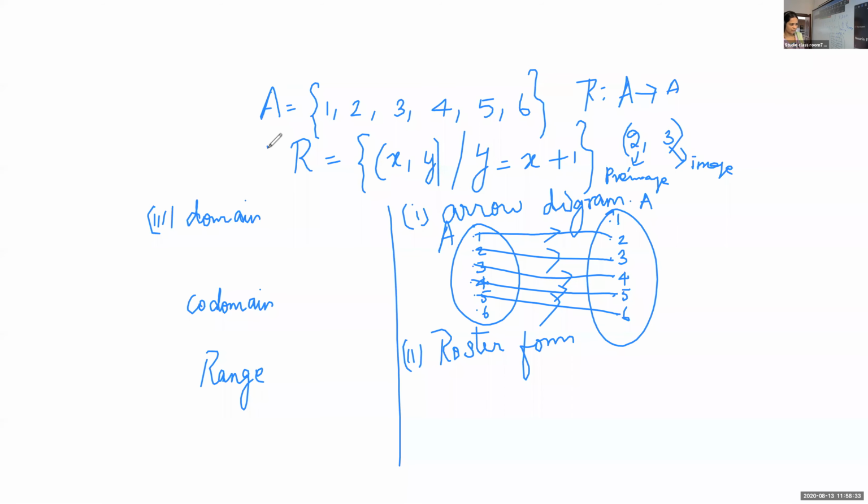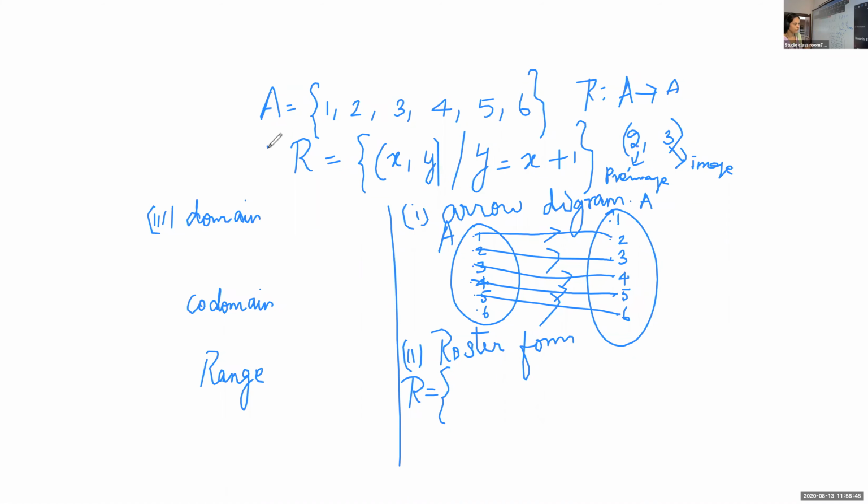Pre-image of 6 is 5. Okay, correct. So this is how we represent the relation in arrow diagram. Now you write the roster form. So in roster form, R is equal to, which all the elements? We have to write all the elements in ordered pair form.